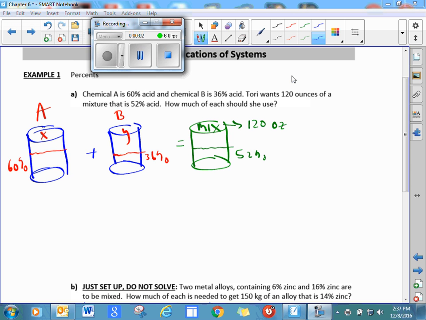Hi guys, I am on page 72. This is 6D. We've got some word problems that we're going to work that use systems of equations. In these two examples, example 1, A and B on this page, we have to create the system of equations. So we're going to come up with two equations. That's going to be our system of equations, and then we're going to solve them.